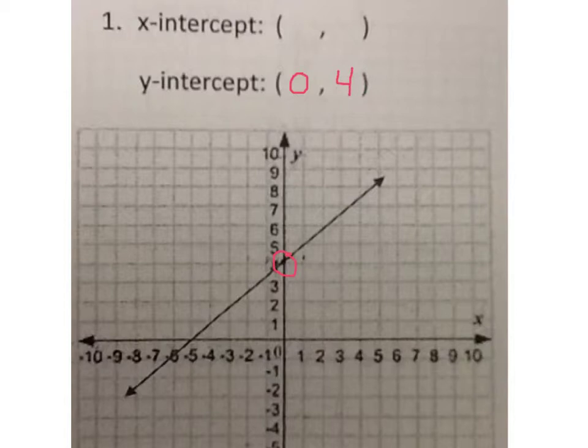Now let's find the x-intercept. The line crosses the x-axis at -5. So, the x-intercept is (-5, 0).